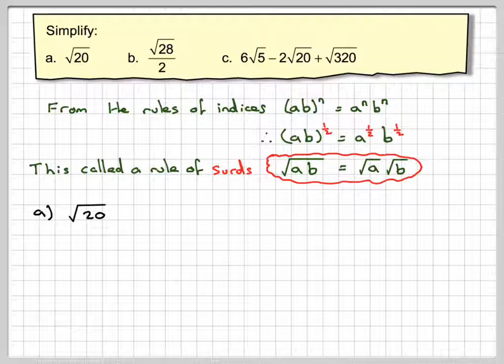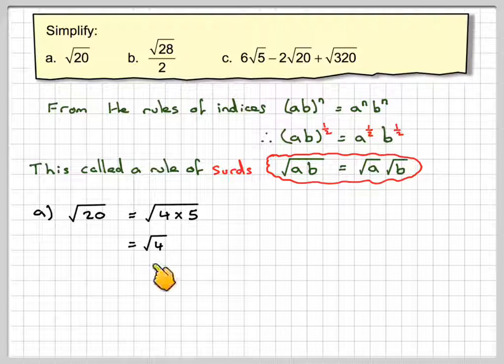So we're going to simplify this surd, which is the square root of 20. Square root of 20 we write as 4 times 5, and then we separate it as the square root of 4 times the square root of 5. We don't tend to write in the multiplication sign. The square root of 4 is 2, so this becomes 2 root 5.